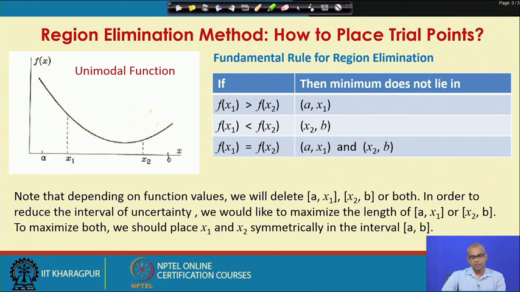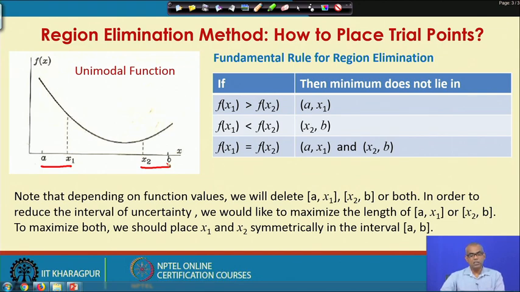So, to achieve that, you would like to delete as much part of the region as possible. So, you would like to maximize the length a x1 or x2 b when you eliminate them on the basis of function values at x1 and x2. To maximize both, we should place x1 and x2 symmetrically in the interval a, b. So, what does it mean? We will try to place x1 and x2 at equal distance from a and b. In other words, we should place x1 and x2 symmetrically in the interval a and b.